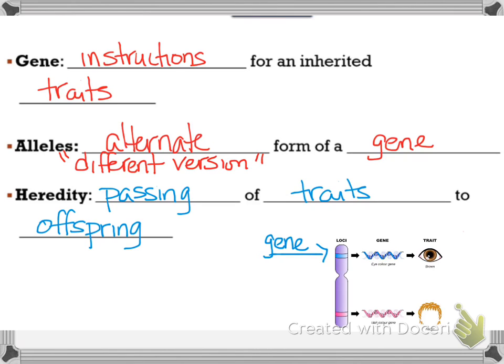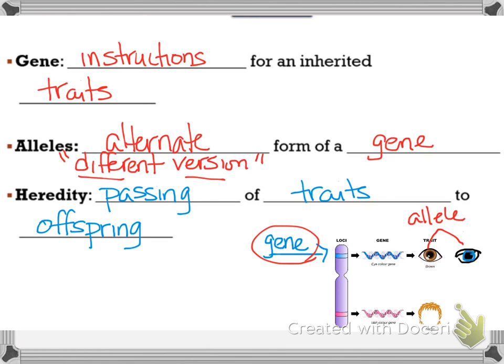So this is an example of a gene, and on this gene for eye color, it will code either brown or blue, and that is the allele, the brown and the blue part. So it's a different version of the same gene. Eye color is the gene, and brown or blue are the alleles.